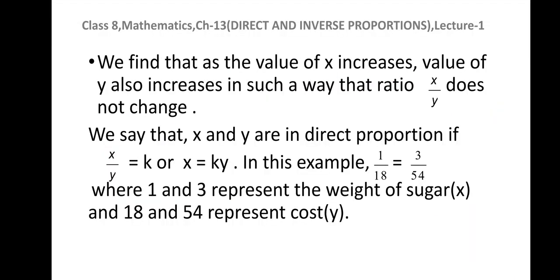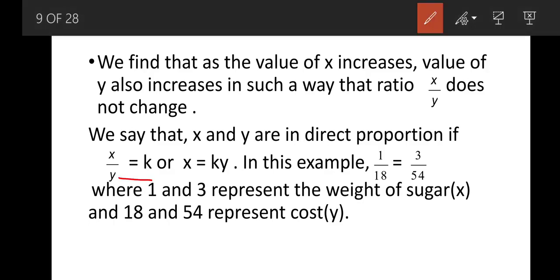So we find that as the value of x increases, value of y also increases. It means they are in direct proportion in such a way that ratio x over y does not change. As we have seen in the previous table, if I take their ratio, it will remain constant. So x over y is equal to k, that is a constant. In this example, 1 over 18 is equal to 3 over 54, where 1 and 3 represent the weight of the sugar, that is x, and 18 and 54 represent the cost, that is the other variable, y.